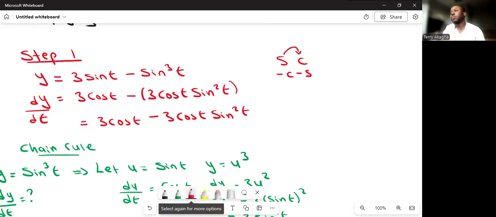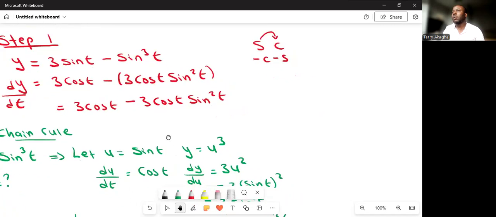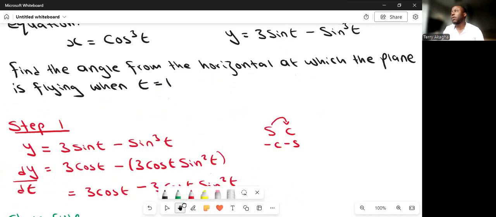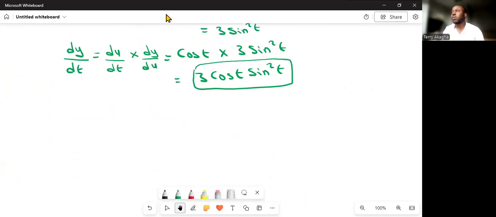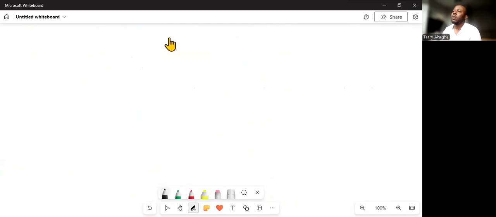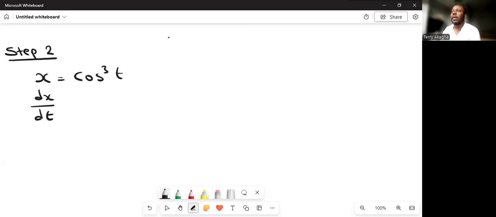Now step 2. Let's go to step 2. So step 2, now we have to differentiate x with respect to t. So x is cos cube t. We have to differentiate x with respect to t. So x is equal to cos cube t, and we're looking for dx over dt. Similarly, we can't solve this directly. We need to use the chain rule, because it's similar to a composite function.